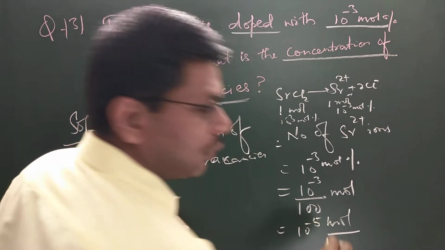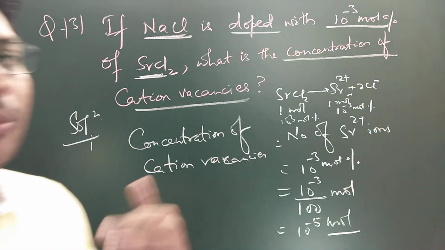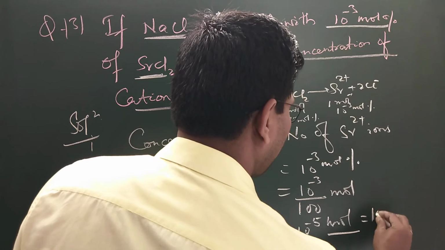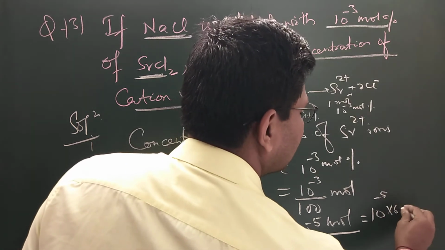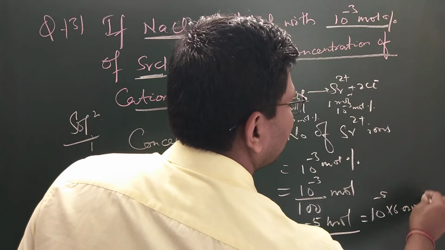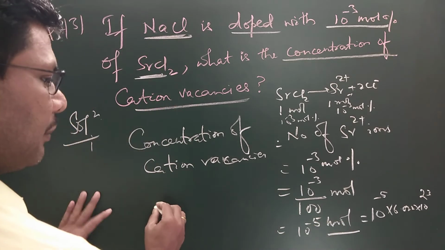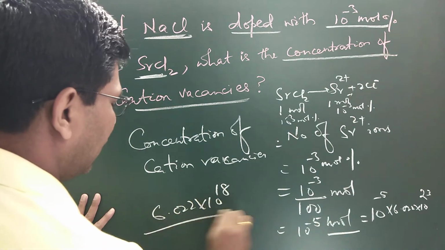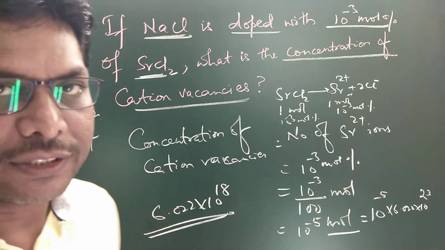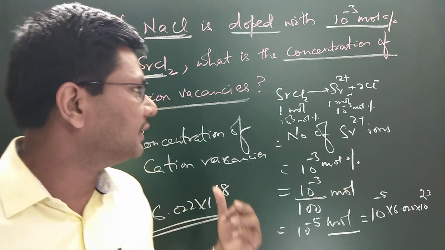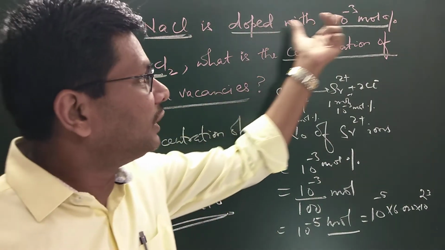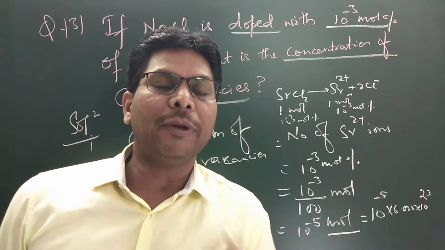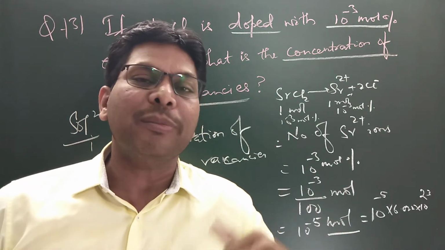Now if you want to remove the mole sign, you have to multiply with Avogadro number, that is 6.022 into 10 to the power 23. So your answer will be 6.022 into 10 to the power 18. This will be the concentration of cation vacancy when NaCl is doped with 10 to the power minus 3 mole percent of SrCl2. Student, keep in mind that the meaning of doping is to mix impurities.